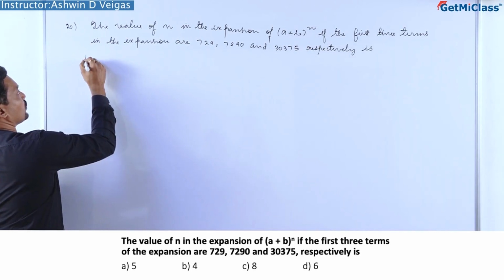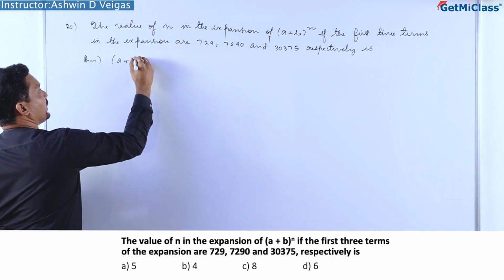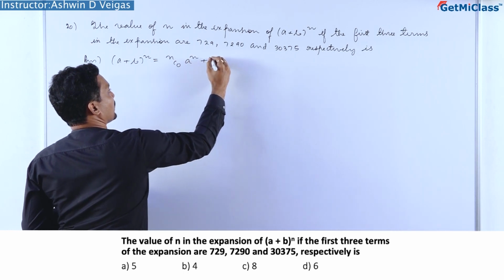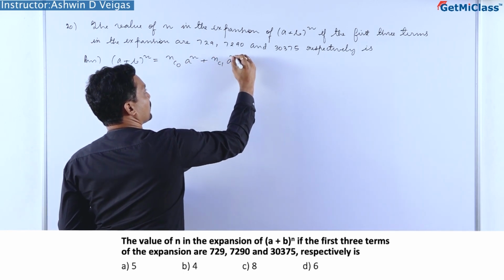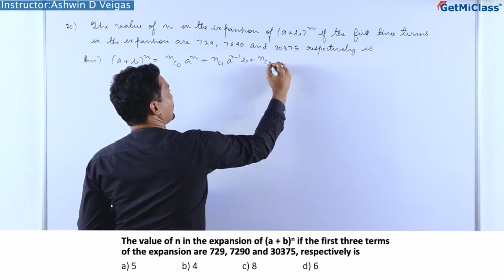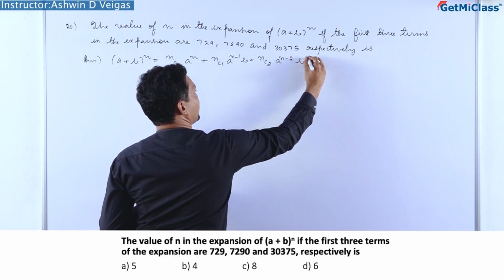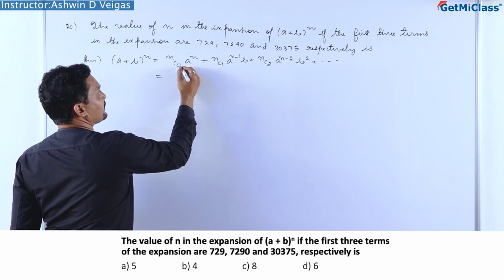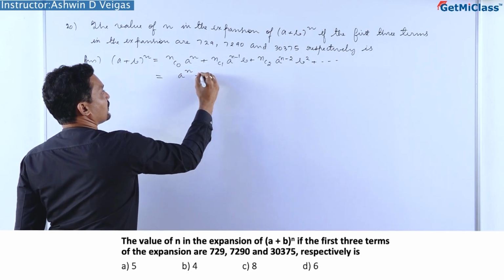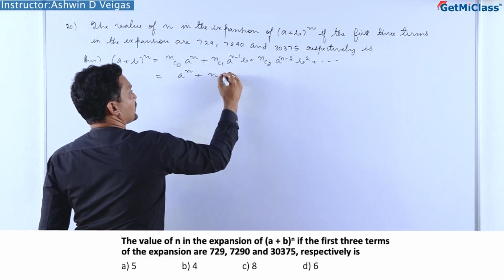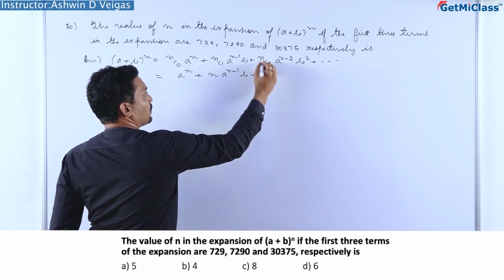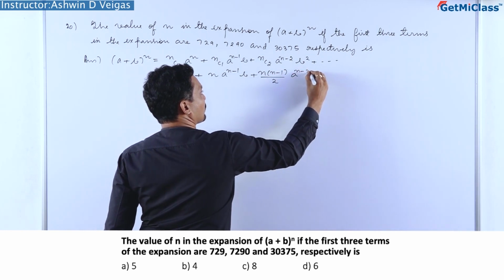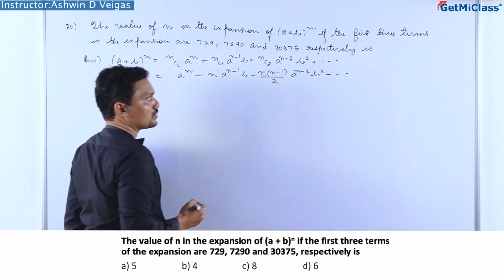So if you try to expand (a + b)^n, you will get the first term as nC0 a^n plus nC1 a^(n-1) b plus nC2 a^(n-2) b^2, etc. So the terms go like this. nC0 is 1, so you will get a^n plus nC1 is n, so this is a^(n-1) b, plus nC2 is n(n-1)/2 a^(n-2) b^2. The expansion goes like this.